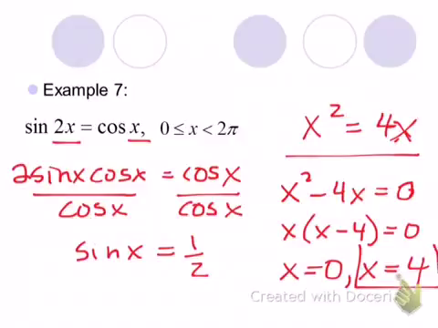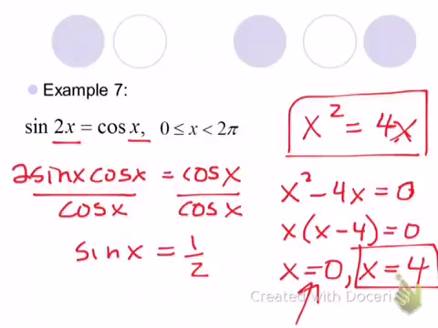Now, we can get that solution from the original equation if we divide both sides by x. But we lose this solution, and it just so happens that x is 0 is one of the solutions. So when I divide by x, I am dividing by 0, which is a big, big no-no in mathematics.